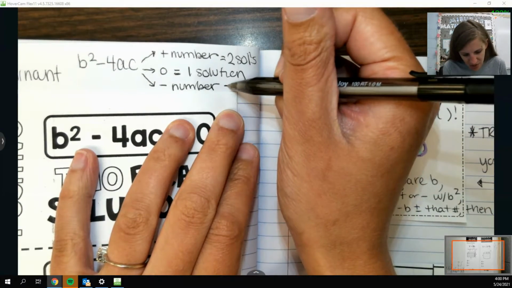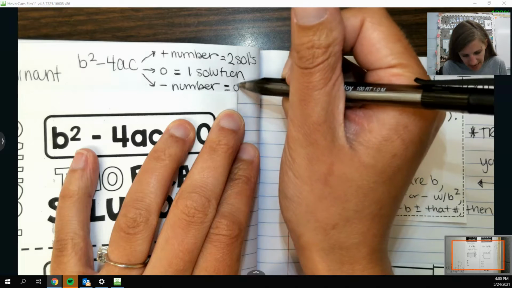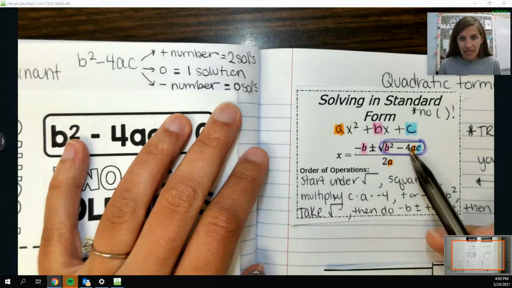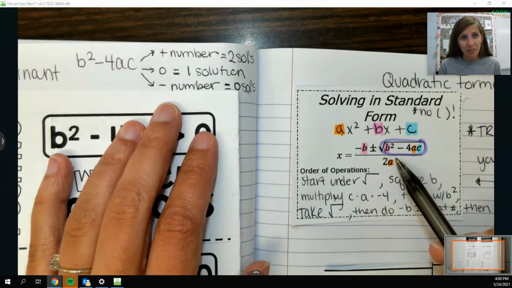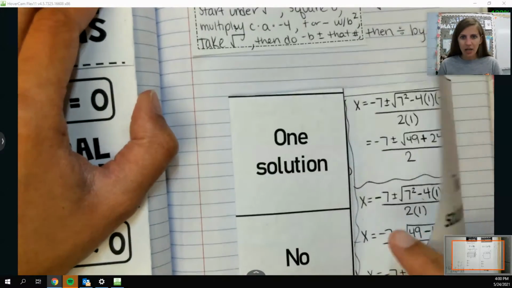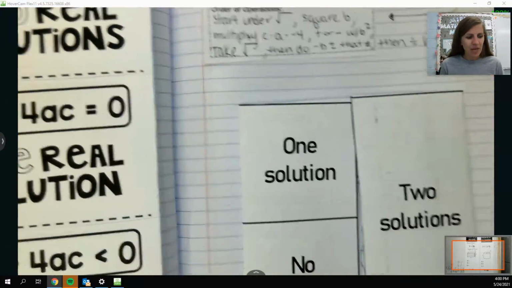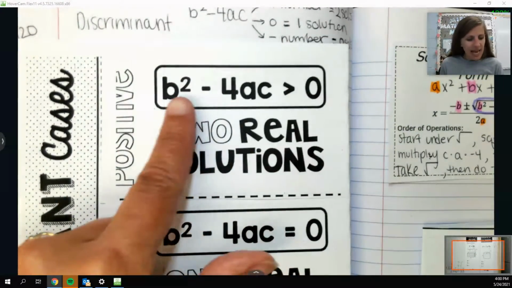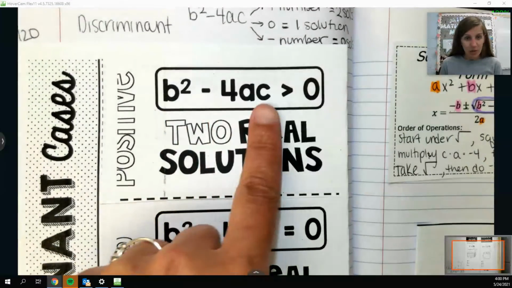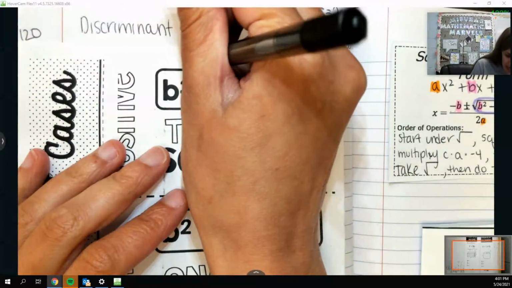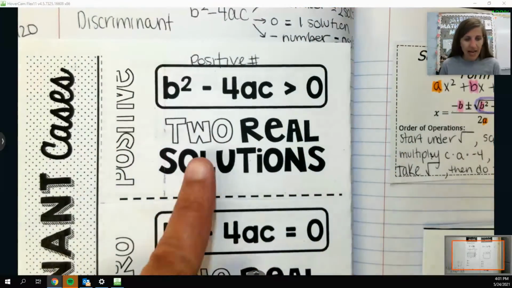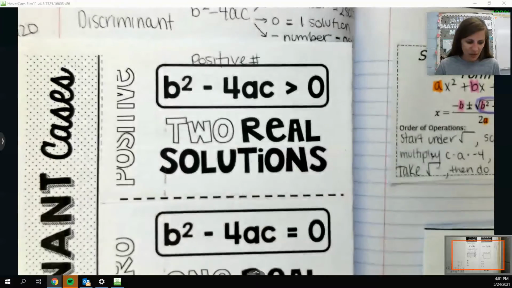And then if I do get a negative number, that tells me that I have 0 solutions. And again, the reason being is because if I'm going to try to square root a negative number, that's just not allowed. And we kind of saw that here when we were doing our quadratic formula. Okay, so these are just each fancy ways to say just that. If I say that b squared minus 4ac is greater than 0, then I'm saying that it is a positive number. I will then get 2 real solutions.